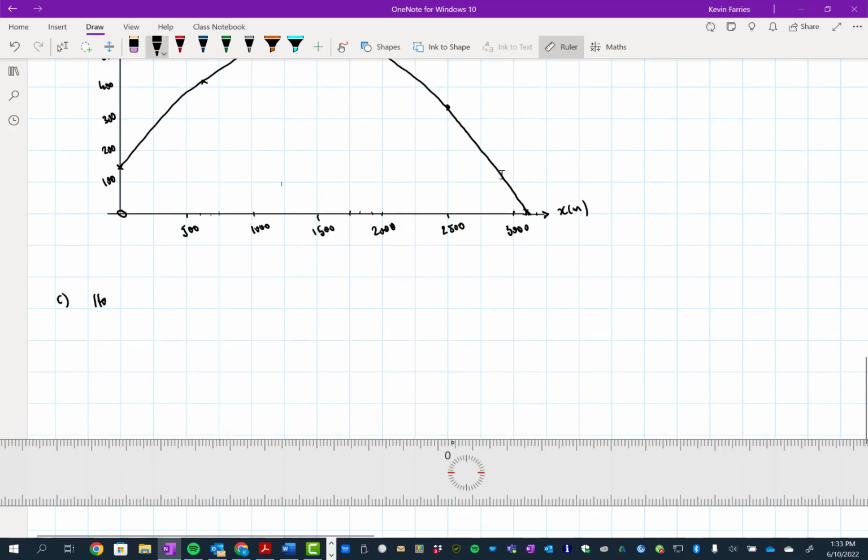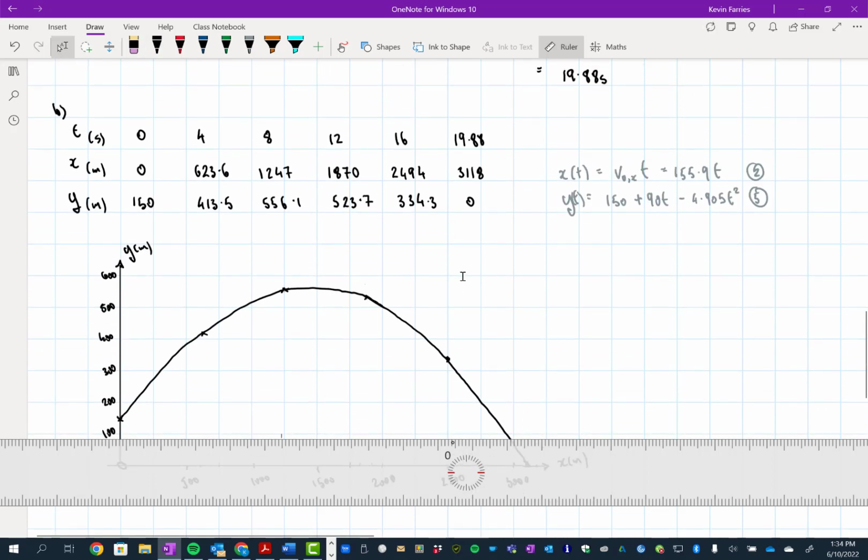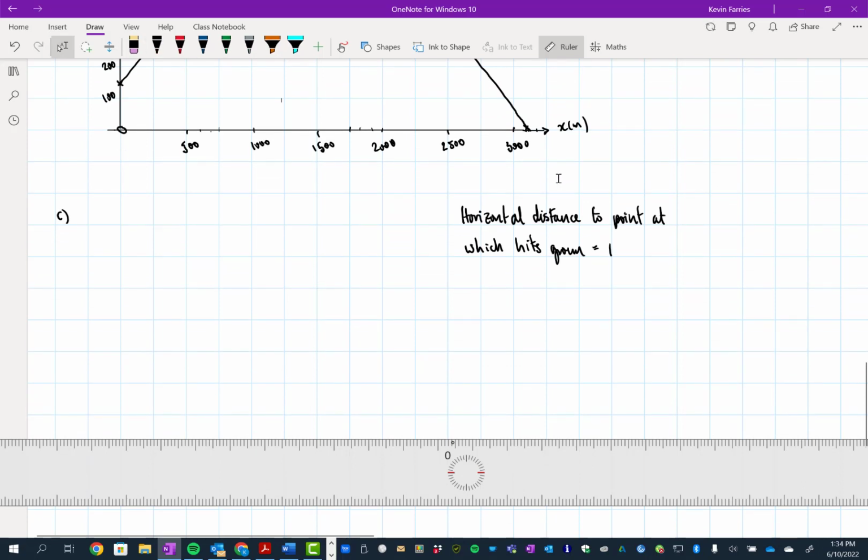So let's just do it over here so that we can see its answer. Horizontal distance to the point at which it hits the ground, and it was, what was it, 3,118. So 3120 to 3 significant figures.